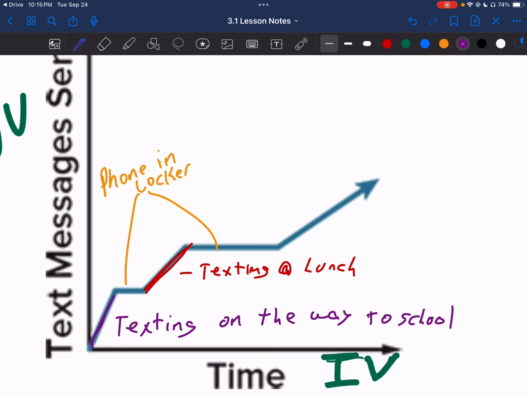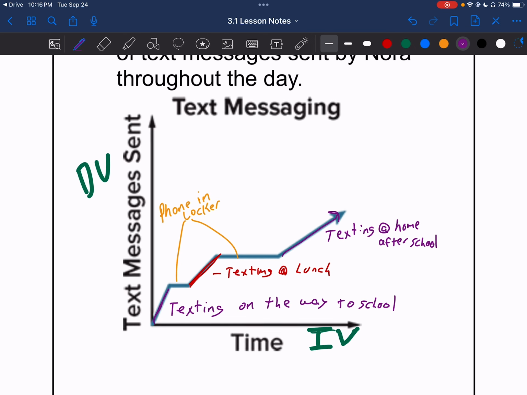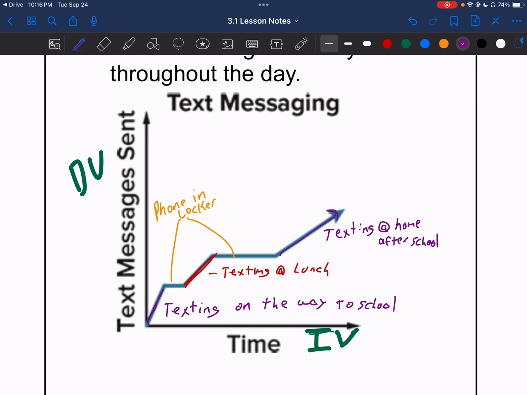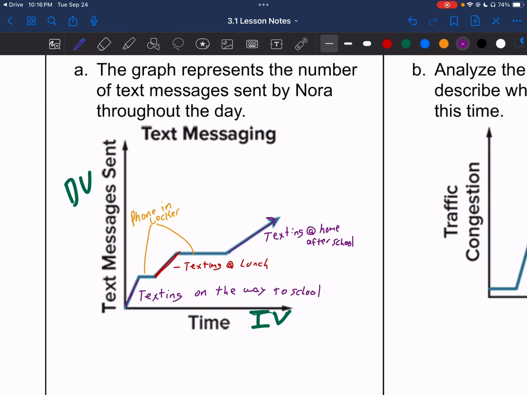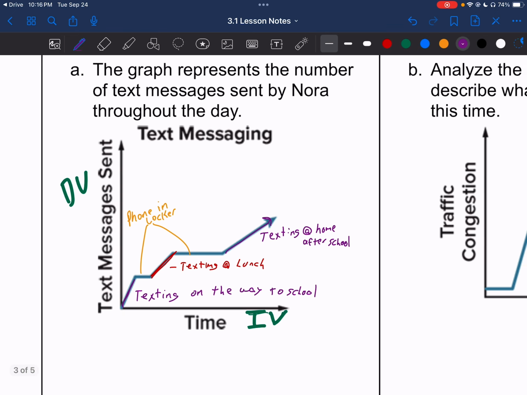And then our final segment here is going to maybe be texting at home, or it could be texting on the way home, something like that, after school at some time. Okay, so that would be the scenario that we're seeing in this problem. That is a possible explanation of what's happening for Nora's text messaging usage throughout the day.